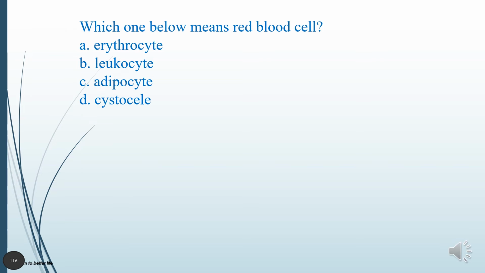Which one below means red blood cell? A. Erythrocyte. B. Leukocyte. C. Adipocyte. D. Cystocele. The answer is A. Erythrocyte.